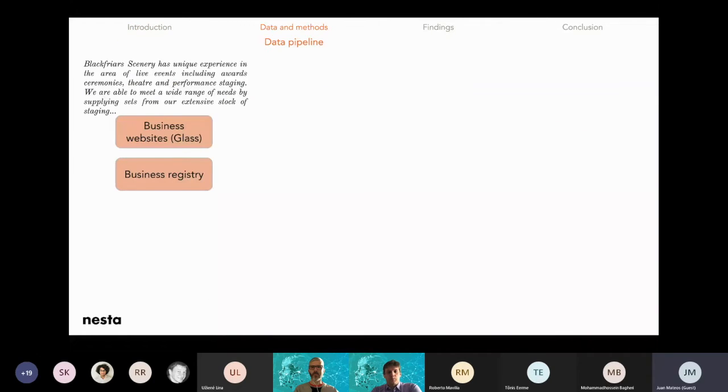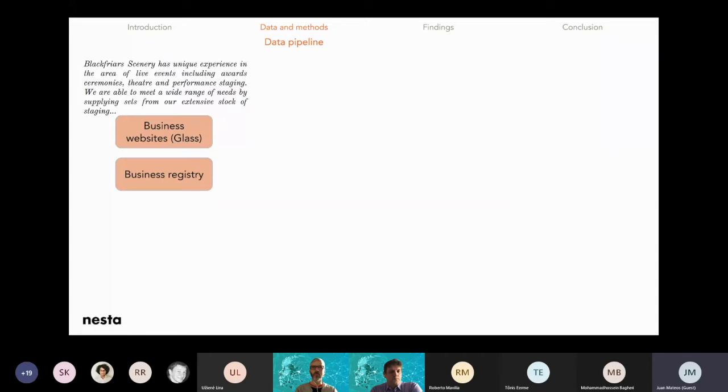So basically what we're doing is working with business website data. We have licensed this from a startup in the UK called Glass AI that has 1.8 million business websites. And these have a bunch of things, including obviously the name of the company and a description of what it does. They have the postcodes that the business mentioned in their website. Obviously, they have the URL, things like that. And this, for example, can have a description like this one you can see here, about a company that does live events, award ceremonies, theater and performance staging, and so on.